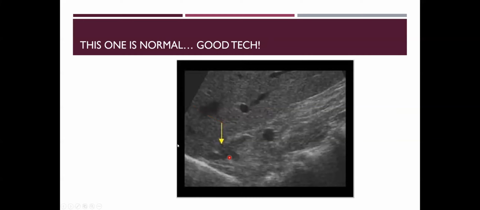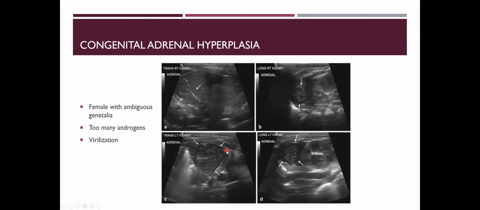Really good tech here for them to find this, but you can see it's kind of a little bit of a zigzag, but overall triangular shape. That's the right again. Congenital adrenal hyperplasia. Remember I said it looked a little bit like a brain? Look at all those gyri and sulci. It looks a lot like brain tissue. That is way too big. So the female ambiguous genitalia, too many androgens, virilization.